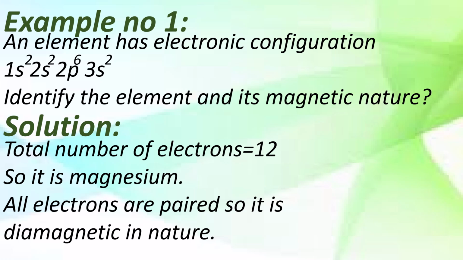Why paired? Because in the 3s orbital, s orbital can occupy only 2 electrons, one with clockwise direction, other with anti-clockwise direction. So s orbital can hold 2 electrons. So because of pairing of electrons, it is diamagnetic in nature, means weakly repelled by magnetic field. So the element is magnesium.